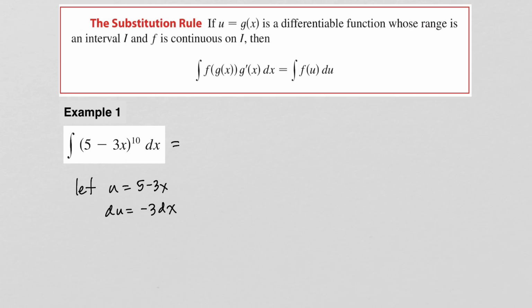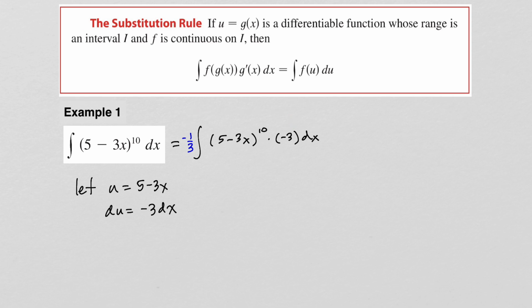What I can do here is I can rewrite this integral as the integral of 5 minus 3x to the 10th power, and then I'm going to multiply by negative 3 dx. But I can't simply just put the negative 3 in there, because when I do that, I've changed the problem. So on the outside of the integral, I'm going to put a negative 1/3, with the understanding that if we were to multiply these together, they would cancel out, and it would give us the integral that we started with.